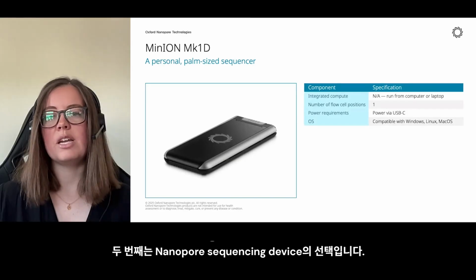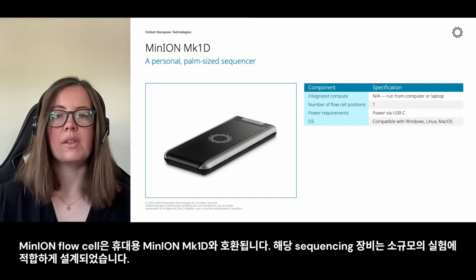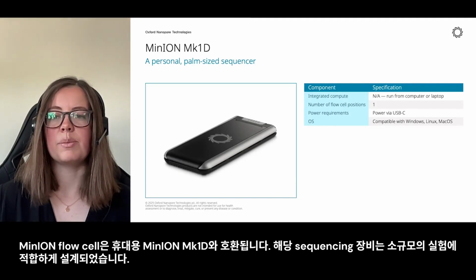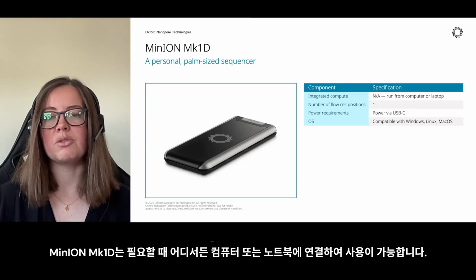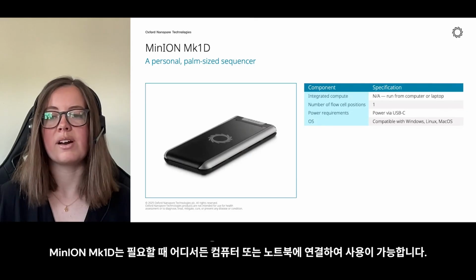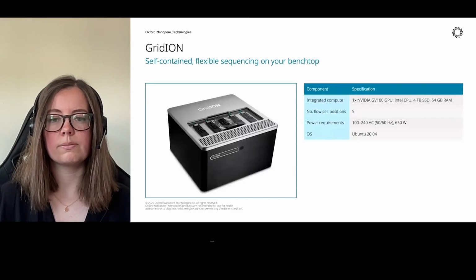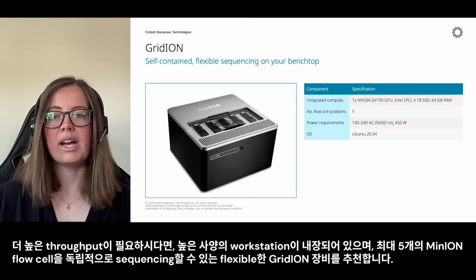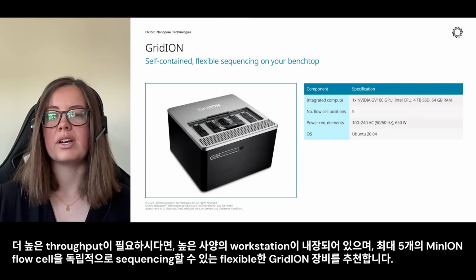The second layer of scalability is your choice of nanopore sequencing device. MinION flow cells are compatible with the portable Mk1D, a compact device designed with smaller scale experiments in mind. The sequencer can be run from a computer or laptop for on-demand sequencing wherever it is needed. For higher throughput needs, we recommend the flexible GridION device, which features powerful onboard compute and is capable of running up to 5 MinION flow cells independently.